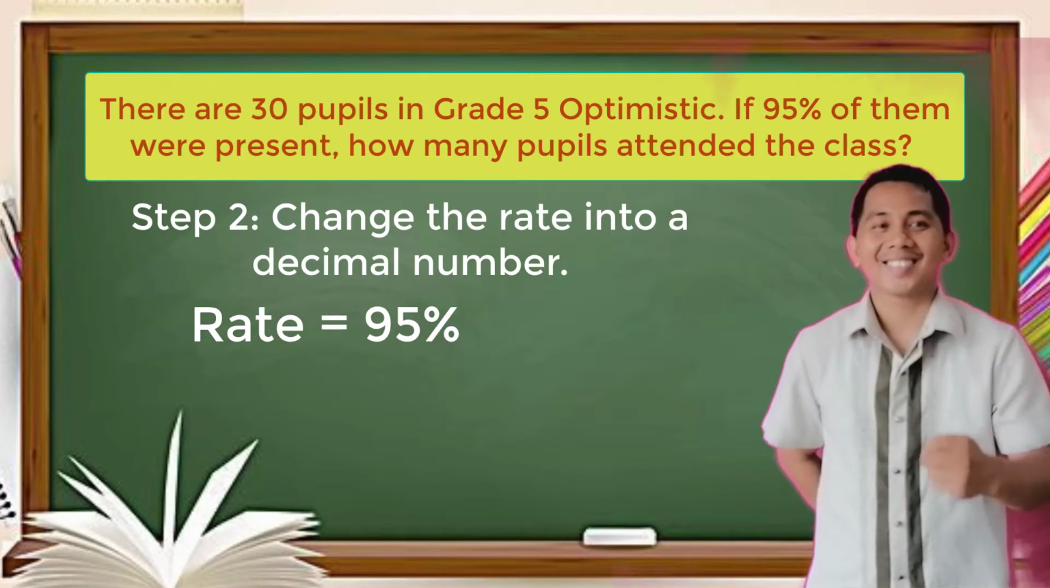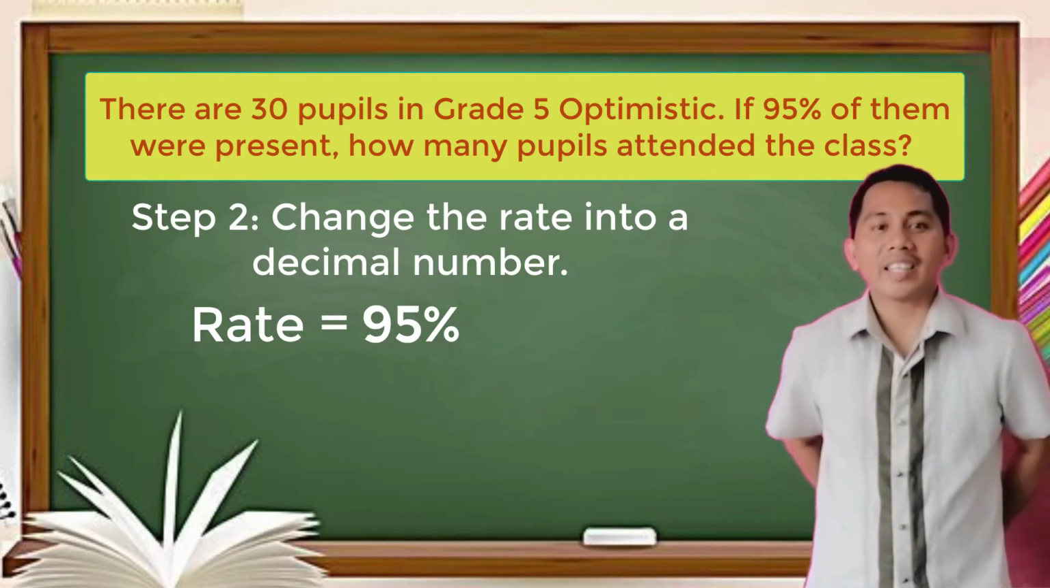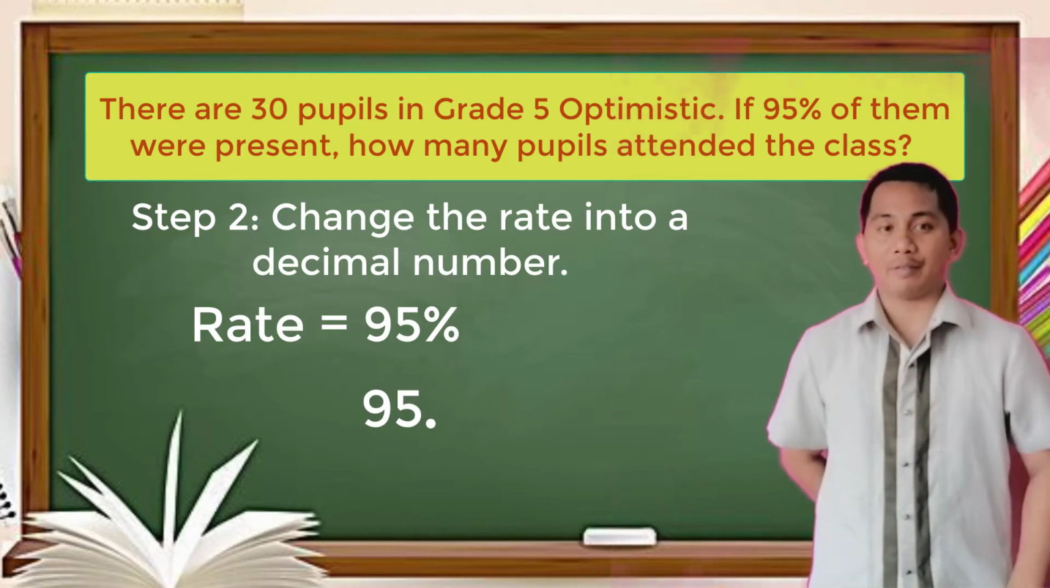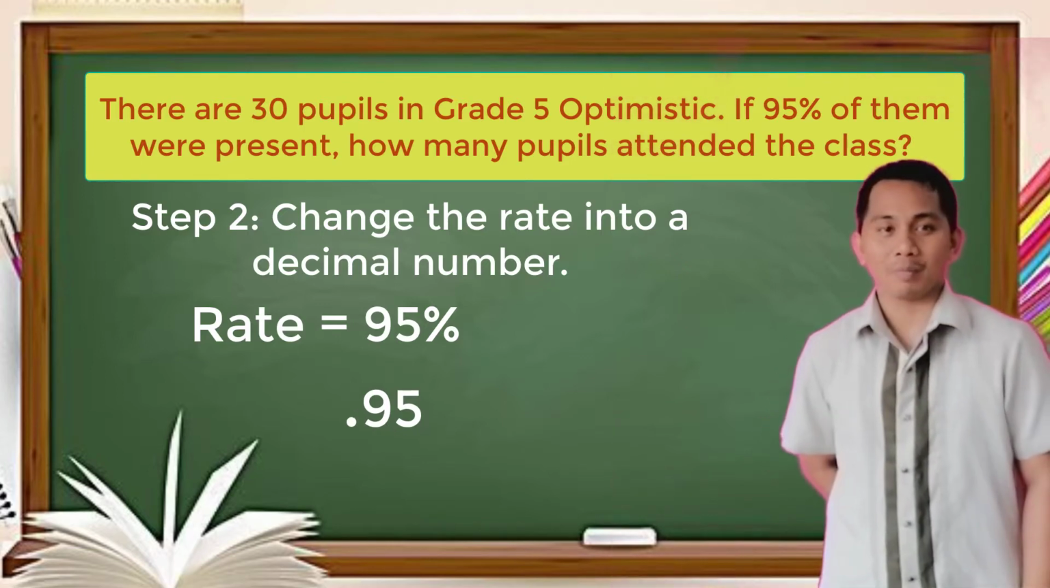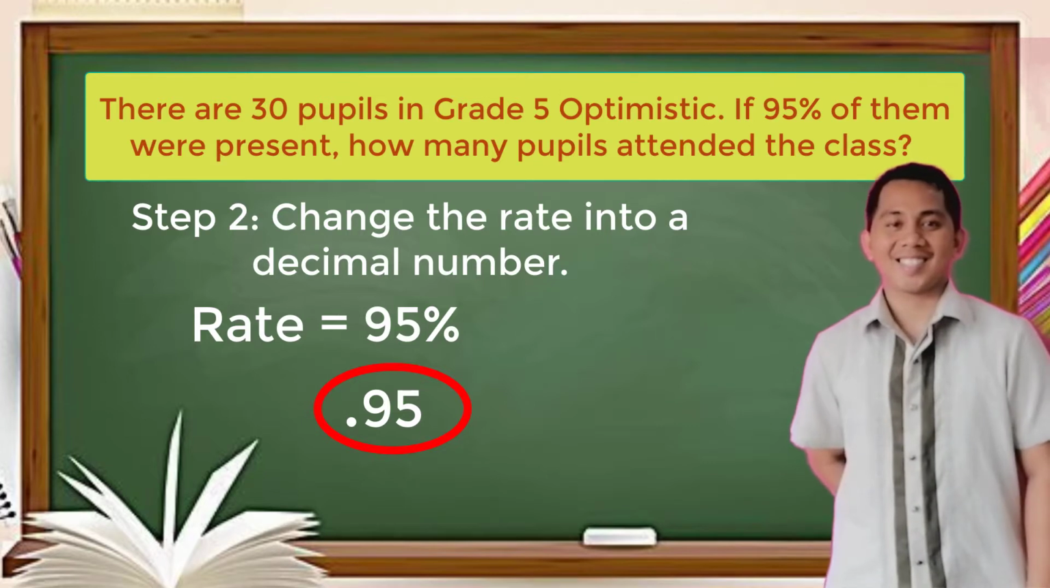Step 2. Change the rate into a decimal number. Take 95 and write a decimal point after the last digit. Move the decimal point twice to the left. 1, 2. Thus, the rate is 95 hundredths.